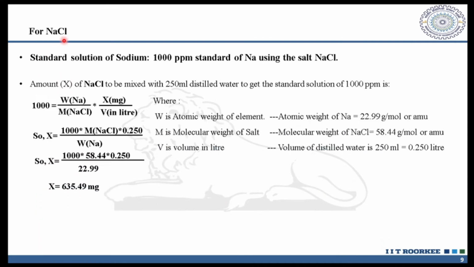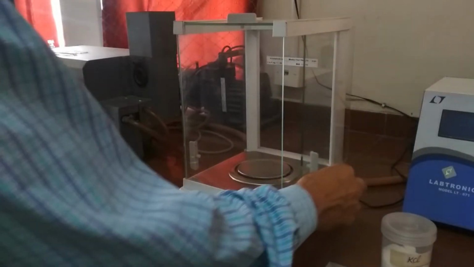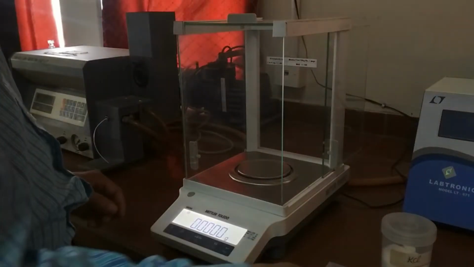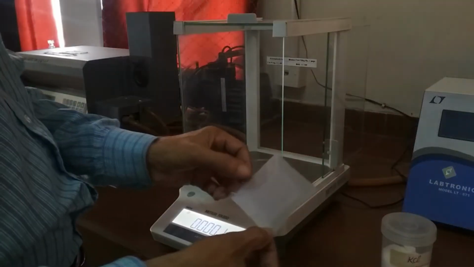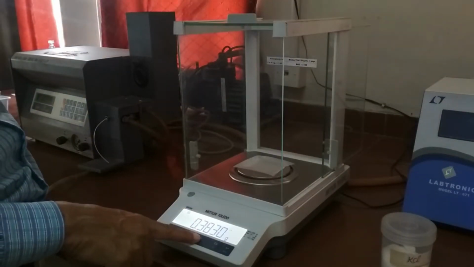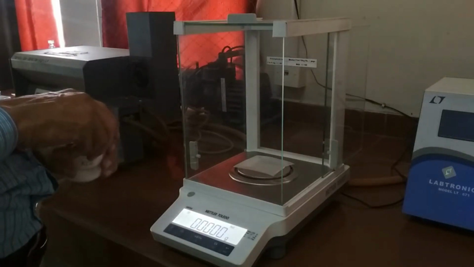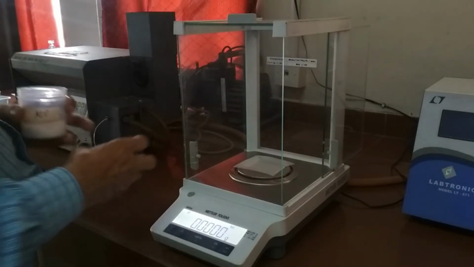Similarly, you can prepare the standard solution of sodium as well. Now let's move to the experiment. For measuring weight, we have analytical balance here. First, we will measure the weight of butter paper and we reset the readings to 0 by pressing the tare button. For best results, try to weigh by closing the door of the balance.